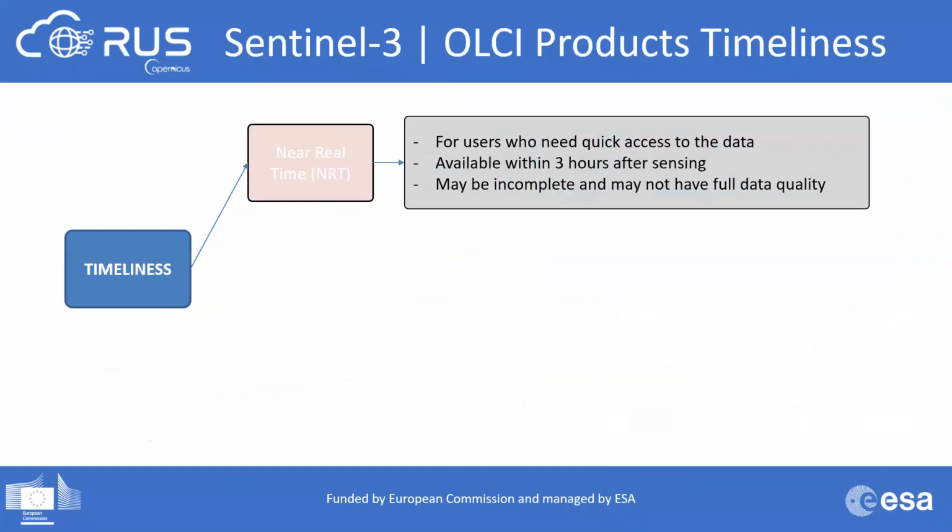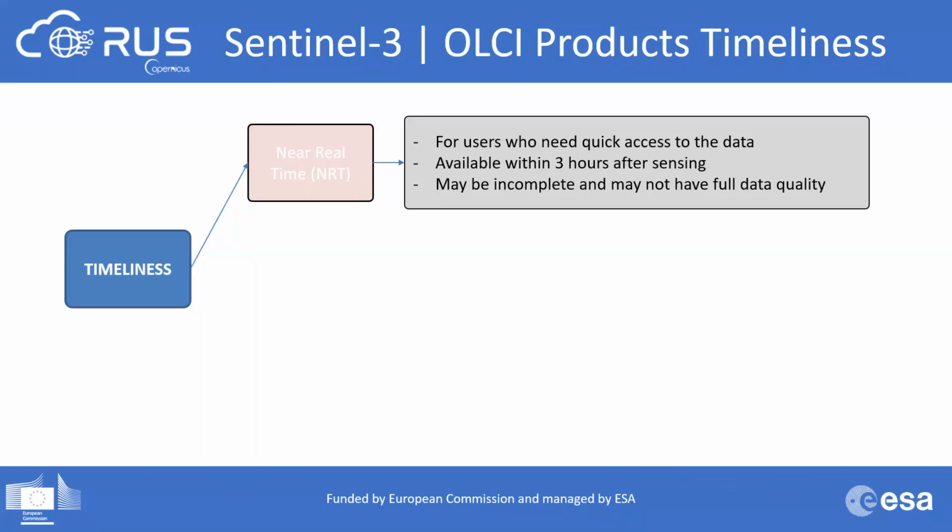Another important aspect about the OLCI products is their timeliness. First, the near real-time products are released to the users. Those near real-time products are mostly intended for users who need a quick access to the data, such as forecasting systems. They're available within 3 hours after sensing, but they may be incomplete and may not have the full data quality.